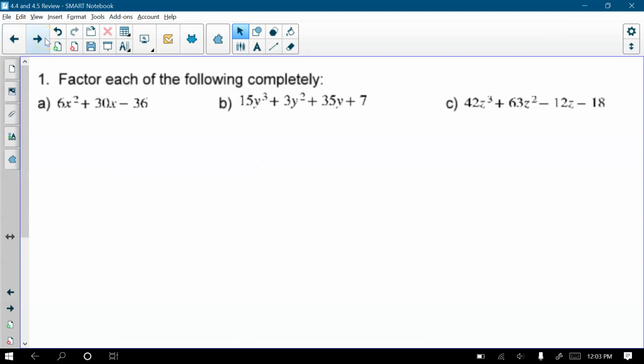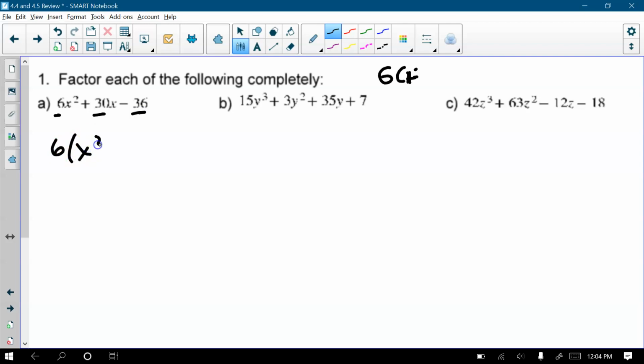Number 1. I always proceed through a problem with GCF first, just to make sure I'm not working with much bigger numbers than I need to. So here's number 1A. It looks like out of these numbers, I can take a 6 out. So let's do that first. When I divide a 6 out of 6x squared, I get x squared. When I divide the 6 out here, I get plus 5x. And same here, I get a minus 6. Now, notice there's no equals 0, so I'm not solving for an x.